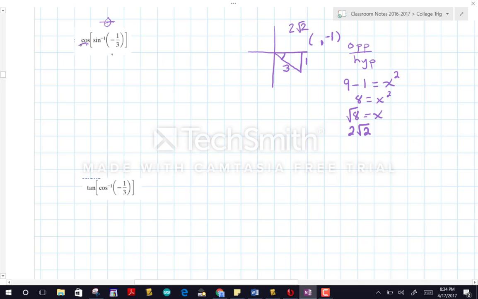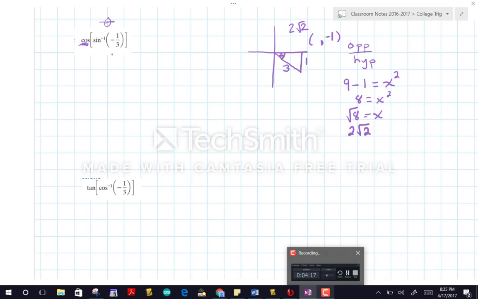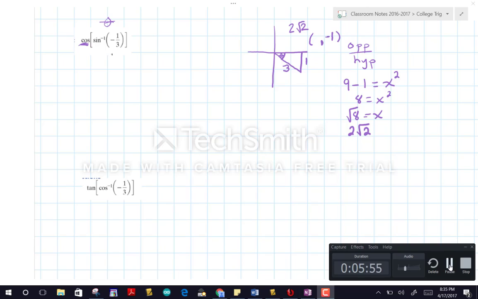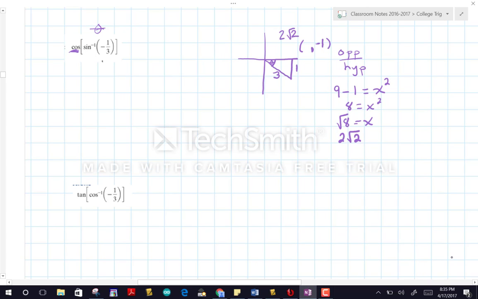So if I'm looking for the cosine of the angle whose sine is 1/3, cosine is adjacent over hypotenuse, and so that's going to be 2 root 2 over 3. 2 root 2 is adjacent, over 3 is my hypotenuse.